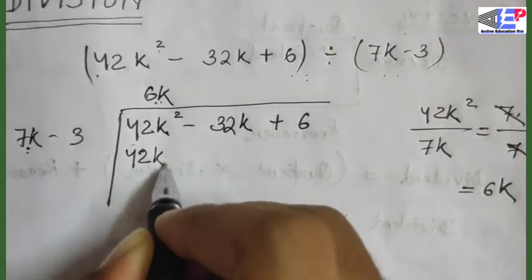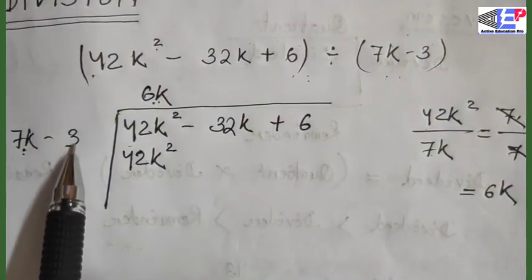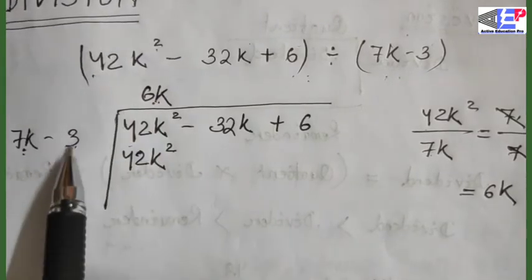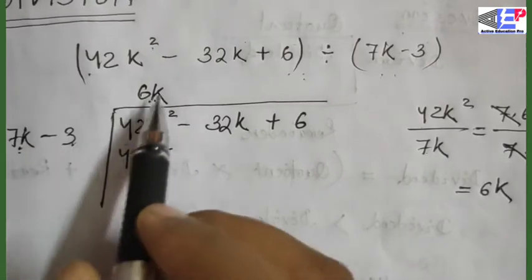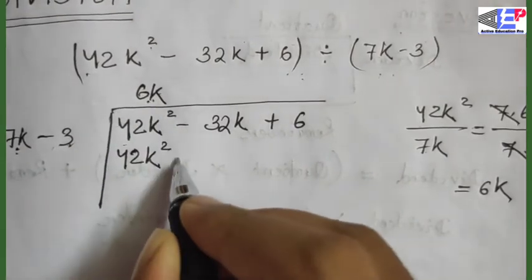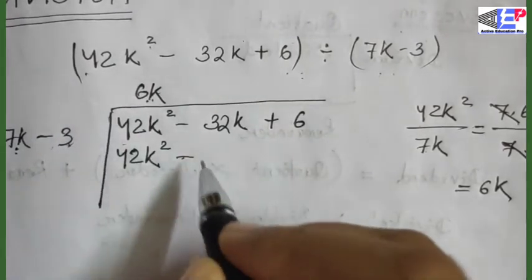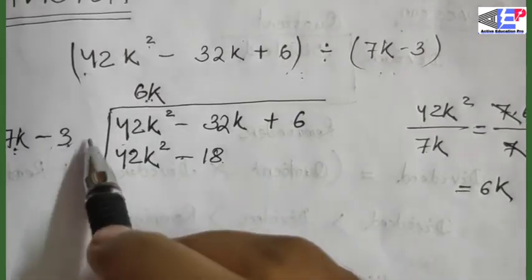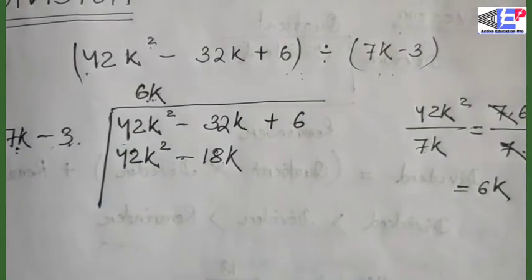Then write here 42k square. And next you have to multiply the second term of the divisor with this same result. I mean, minus 3 into 6k. Here minus 3 into 6k. Then the answer will be minus into plus, minus. 3 into 6 is 18. First multiply the coefficients, 3 into 6 is 18, and there is only one variable, this is k.